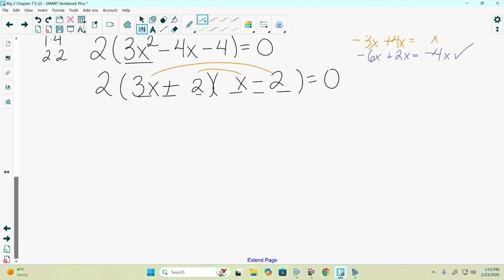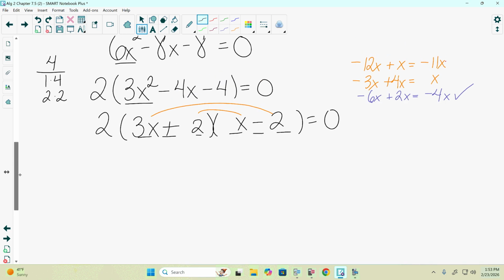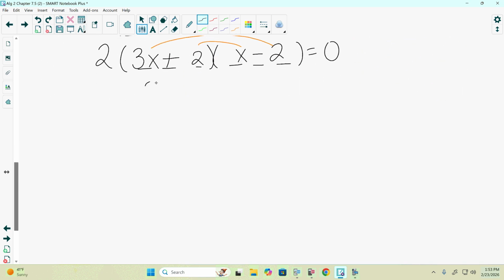Questions on how we got here? Now, since we have two or more things multiplied together to equal 0, one of these is going to have to be 0. Either 3x plus 2 is going to be 0, or our x minus 2 is going to be 0. One of these two has to be 0. Since we're multiplying them together to be 0, one of them has to be 0.